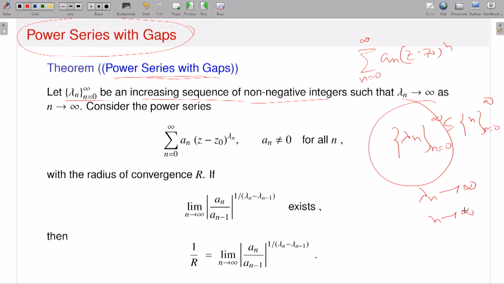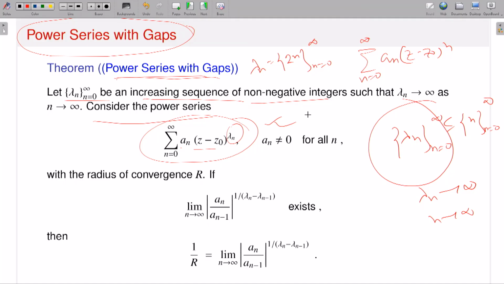As n approaches infinity, consider the power series where I have a_n and (z minus z naught), everything is there, just the power n I am replacing by lambda n. For example, if I take lambda n equal to 2n, n from 0 to infinity, what are the points it is taking? It is 0, then 2, then 4. That means it contains only the even powers. That means the constant 1, then (z minus z naught) squared, then (z minus z naught) to the 4, and so on and so forth.